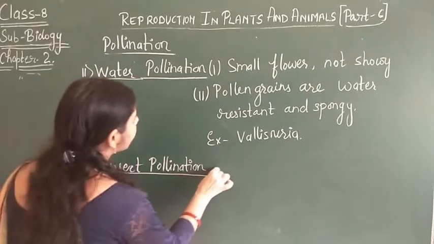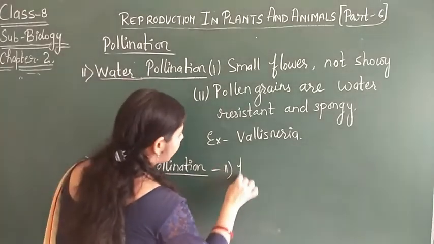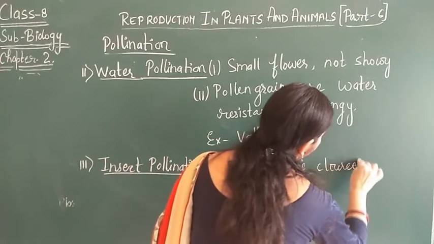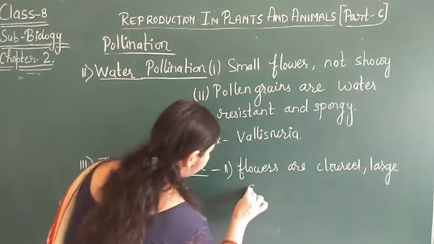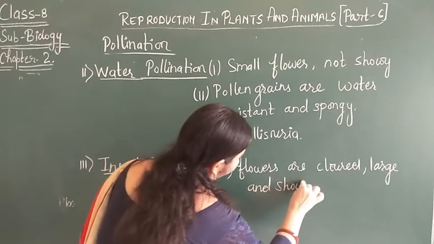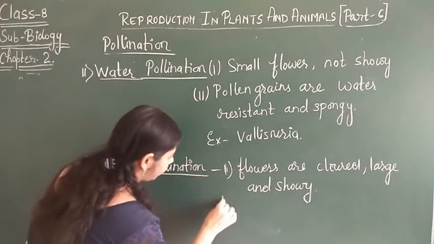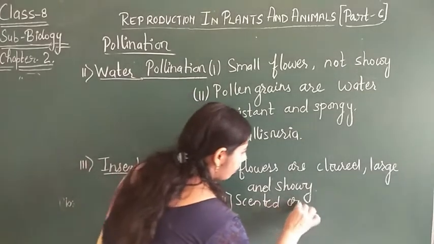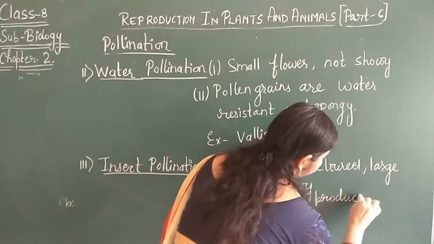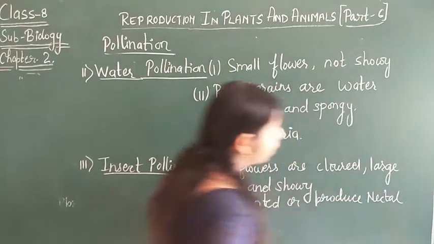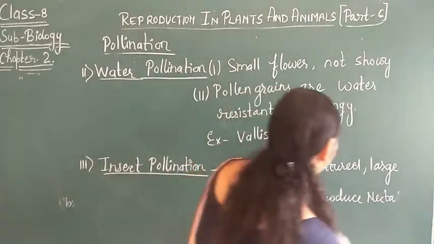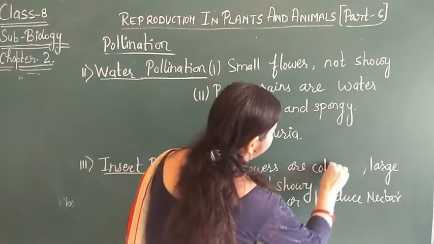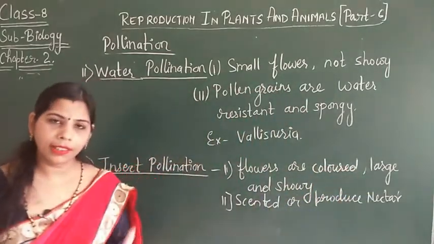If we talk about insect pollination, here flowers are colored, large and showy. They may be scented or produce nectar. One more special characteristic is there: the pollen grains are hooked or sticky.